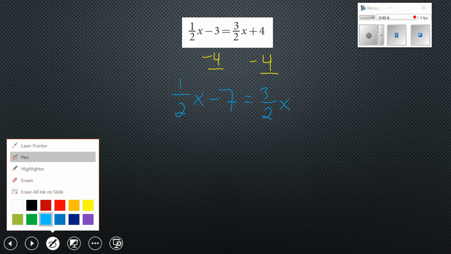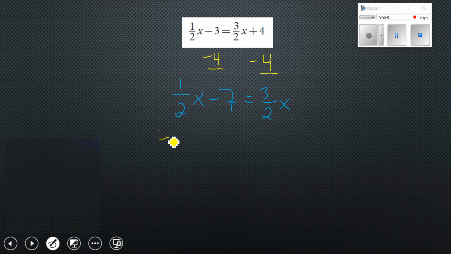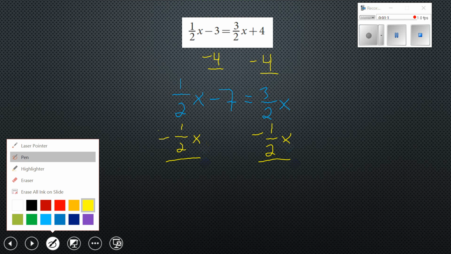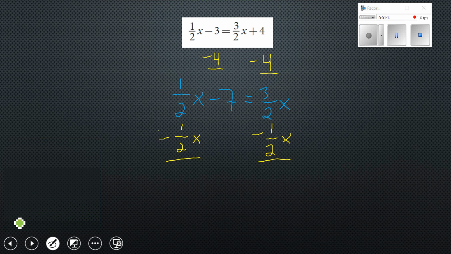Okay, at this stage, I have at least all my numbers on one side. I still have variables on both sides, so I'm going to have to move the fractions. And in this case, we're going to move 1/2 x from both sides. And so we're going to subtract 1/2 x. I'm going to do that to both sides, of course. And then we'll rewrite the equation. And we got lucky in this case. We have a common denominator. Of course, we have to have a common denominator to add or subtract fractions. So I'll rewrite the left side as minus 7. And on the right side, 3/2 minus 1/2 is 2/2, which gives you 1x.